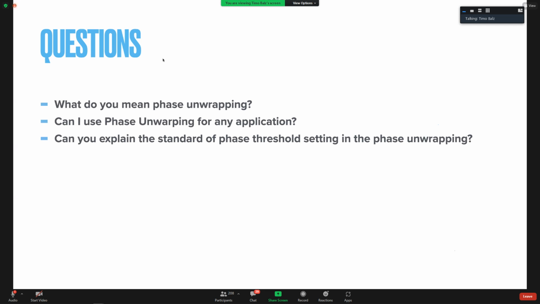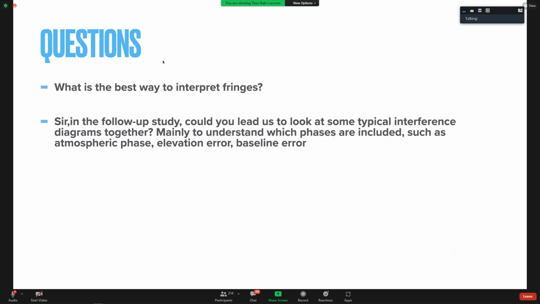Okay, then we got questions on phase unwrapping. What do you mean by phase unwrapping? I use phase unwrapping for any application, and it's a standard threshold. And wait a bit. Okay, we'll come to that soon. We will discuss that topic today, hopefully helping you to understand what phase unwrapping is. Maybe we can also talk a bit on some thresholds there. That's a good question, right?